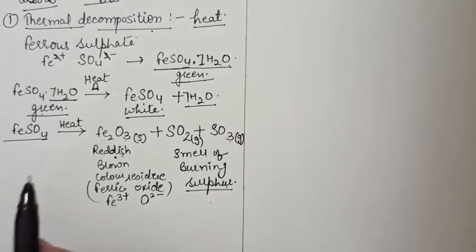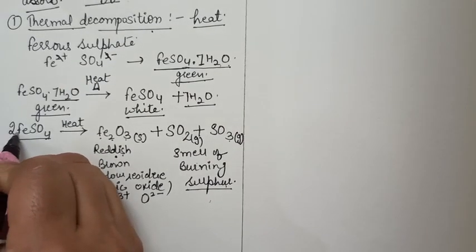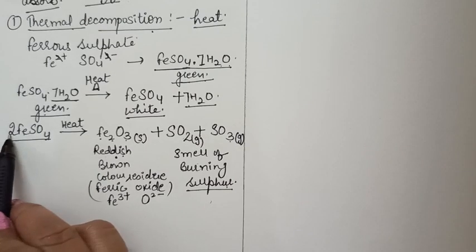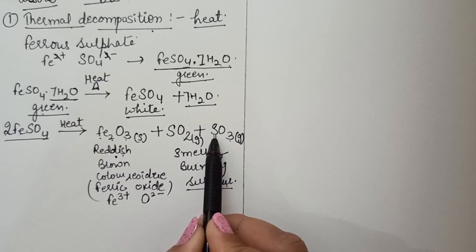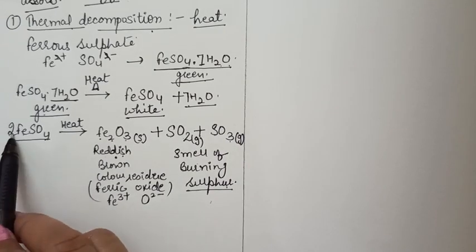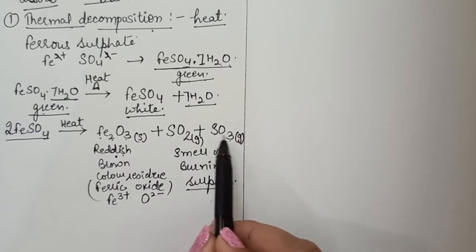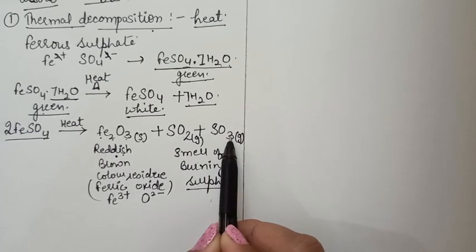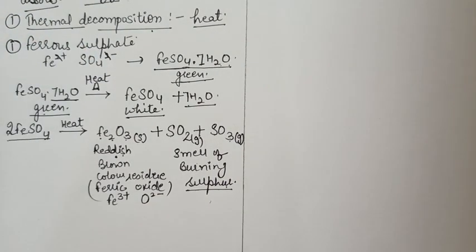Now we will balance this. Here the Fe is 2, so we will put 2 here. Fe 2, sulfur 1 plus 2 is 3? Sulfur 2, oxygen 4 twos are 8, 3 plus 2 is 5, 5 plus 3 is 8, so it is balanced. Done. This is our first example of thermal decomposition reaction.